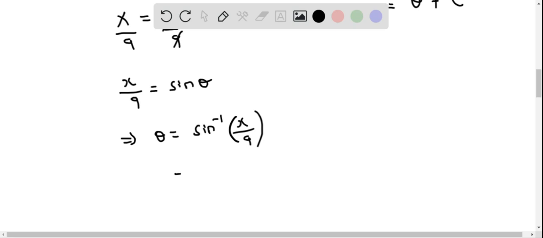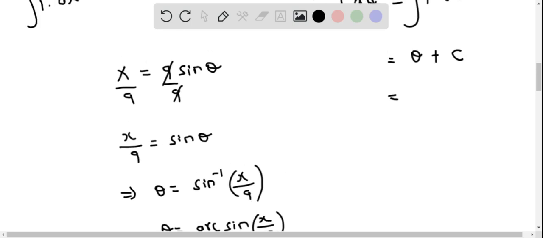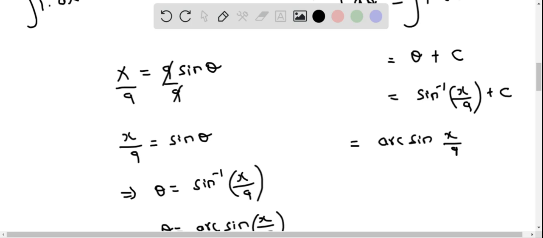Or we can write this as arc sine x over 9. Both forms are accepted. So this is the value of theta. So that means we can replace this result in terms of x as sine inverse of x over 9 plus the integration constant c, or also can be written as arc sine x over 9 plus c. So this is the result of this given integral.